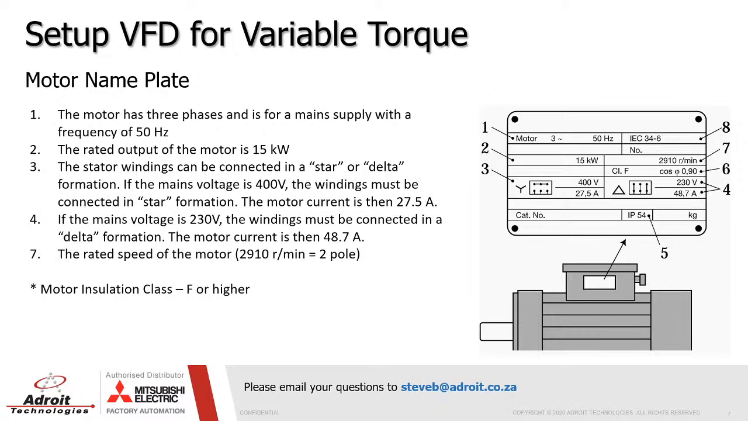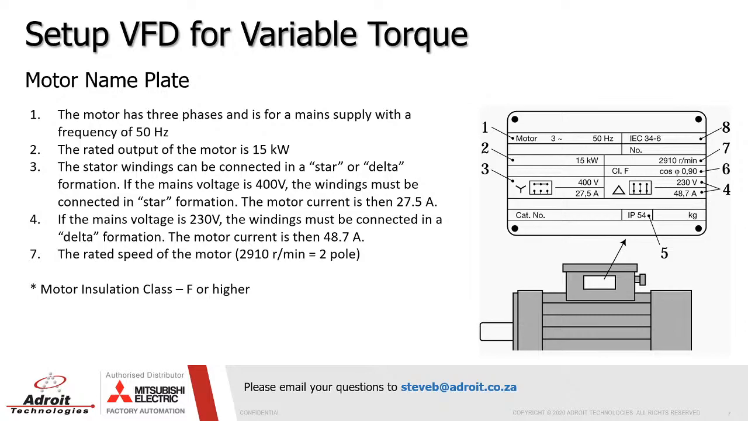If your supply voltage is 400 volt, you're going to connect it in star and you'll have a current of 27.5 amps. If you're using a 230 volt three-phase system connected on the same motor, you're going to connect the motor in delta, but your amps is going to be 48.7 amps. The rated speed of our motor example is 2,910 RPM, which tells me it's a two-pole motor.